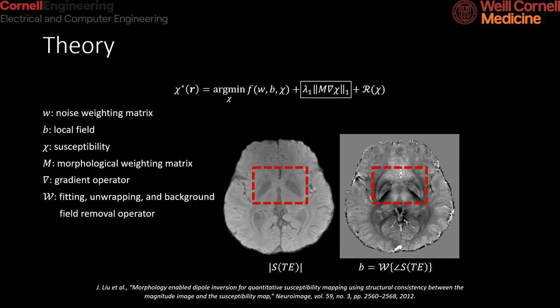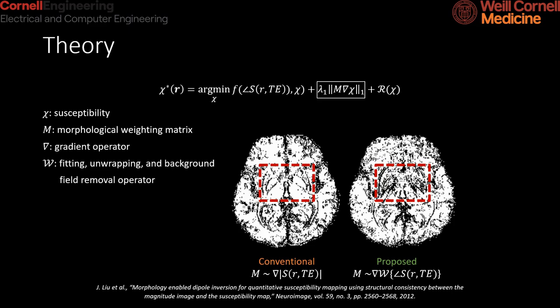The magnitude image on the left is the conventional choice to construct the morphological mask M, which specifies the voxels containing edges in the final susceptibility map. But the local field image on the right can also be used, as is proposed here. The mask term M is obtained by binarizing the gradient of the magnitude image. Similarly, we can binarize the gradient of the local field, which reveals more detail in the globus pallidus region.